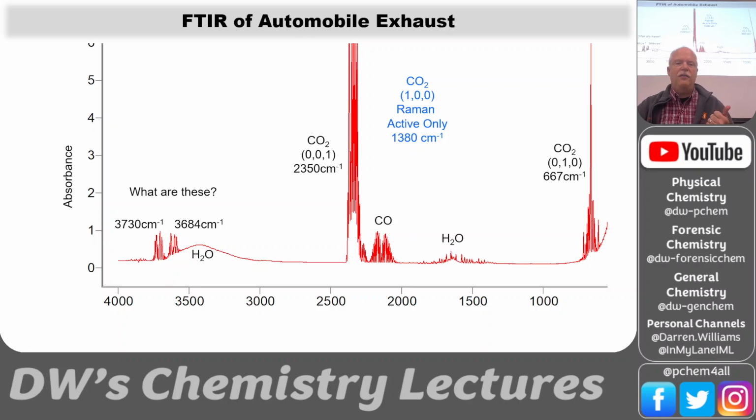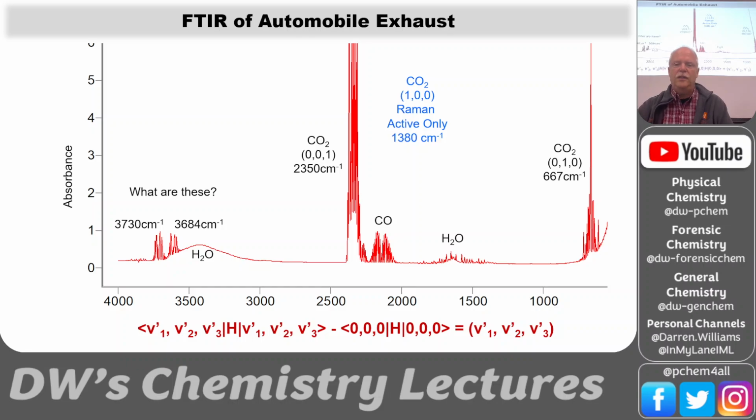Here's the FTIR of automobile exhaust, and we see some infrared absorptions and vibrational modes. And so we've labeled these with just the quantum numbers because the initial state, they were all in the ground state. Then they had excited states by these quantum numbers. And notice how our transition energies and also our transition dipole moment integrals get really complicated because now we have 3n minus 6 quantum numbers.